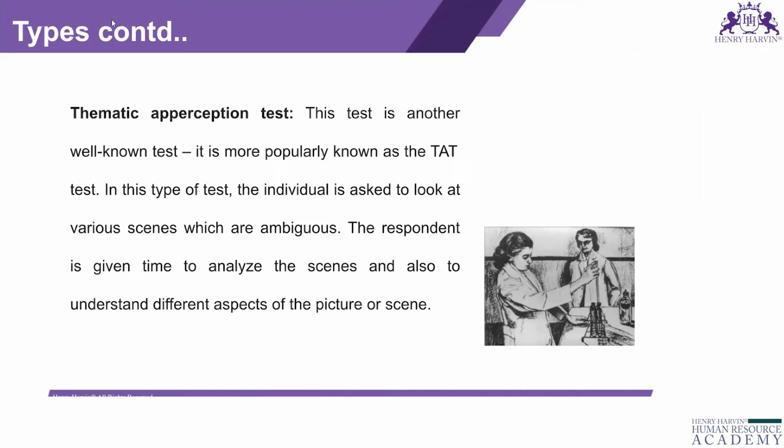But we have the fourth module on this, so there we'll be discussing more about the same, and we'll see what different cards will be there. This test is another well-known test, more popularly known as TAT. In this type of test, the individual is asked to look at various scenes which are ambiguous, like this. The respondent is given time to analyze the scenes and understand different aspects of the picture or the scene. We'll discuss more about this later.